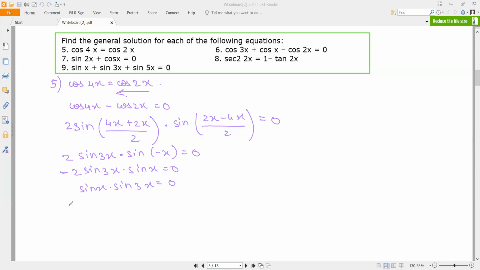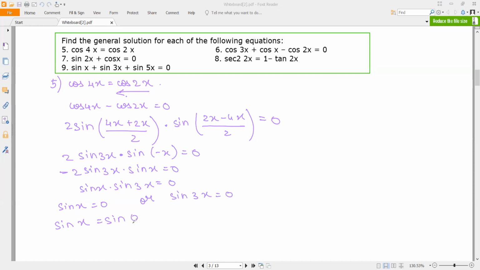With this, we have either sine x is equal to 0 or sine 3x is equal to 0. That means if either of these two values is 0, then you have the x value as 0. What you are supposed to do is, the right hand side 0 can be written as sine 0, or you have sin x is equal to sine 0, which means if you write x is equal to 0, that would be a principal solution.